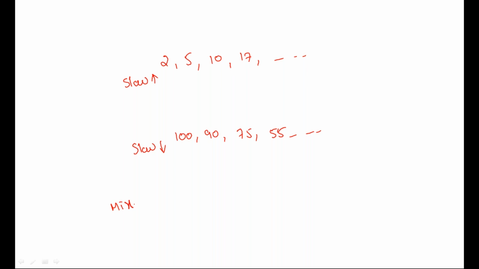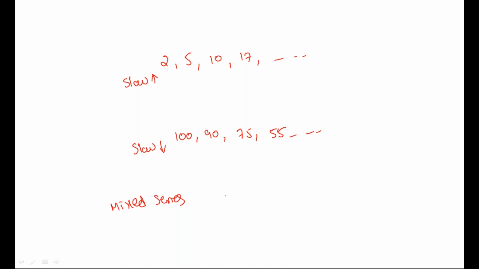Friends, suppose I have 2, 5, 10, 17, like this, this is increasing, slow increasing, right? If suppose we have 100, 90, 75, then 50 or 55, this is slow decreasing. This is the example for slow decreasing. This is slow increasing. But what is this mixed series?